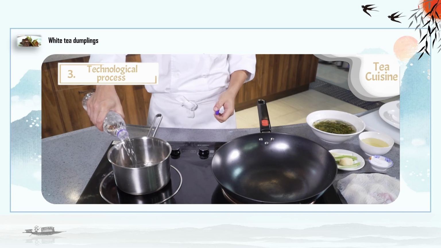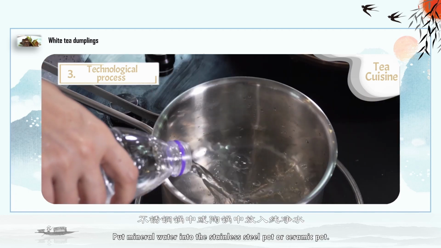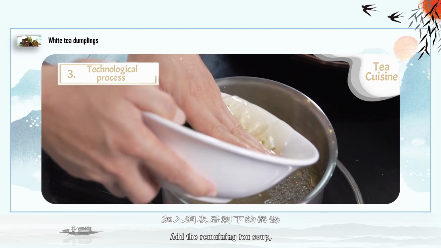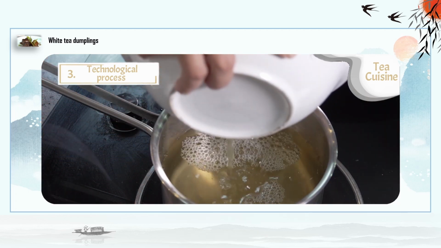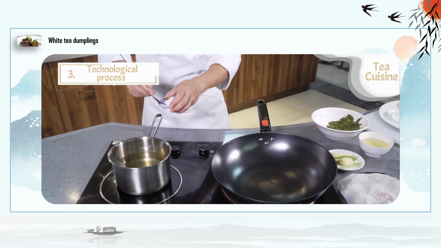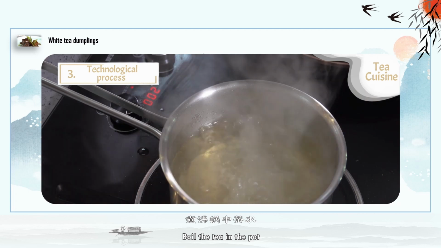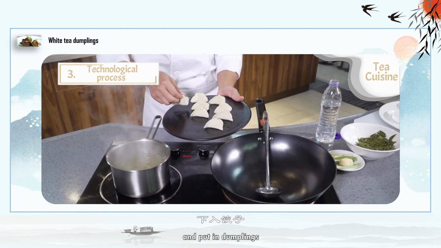Step 5. Put mineral water into the stainless steel pot or ceramic pot. Add the remaining tea soup, salt, and a little blended oil. Boil the tea in the pot and put in the dumplings.